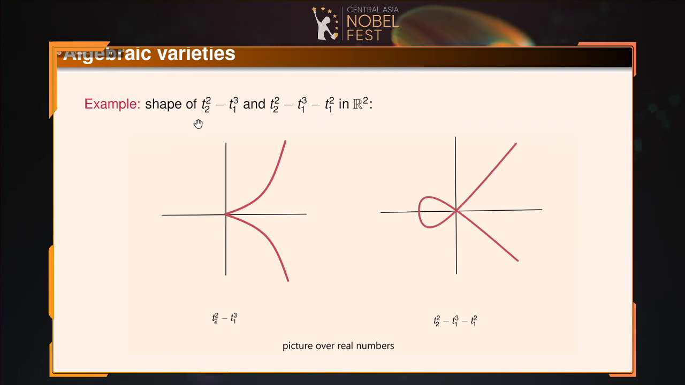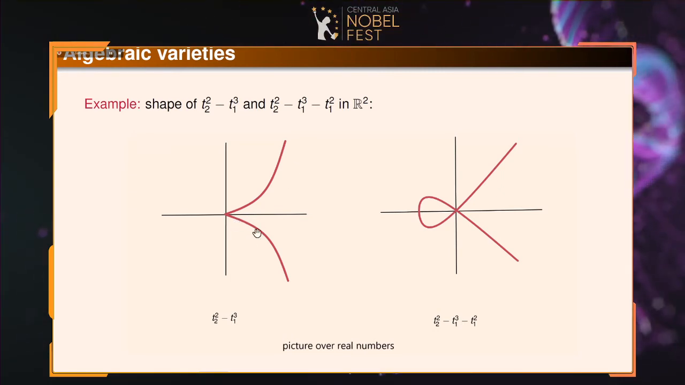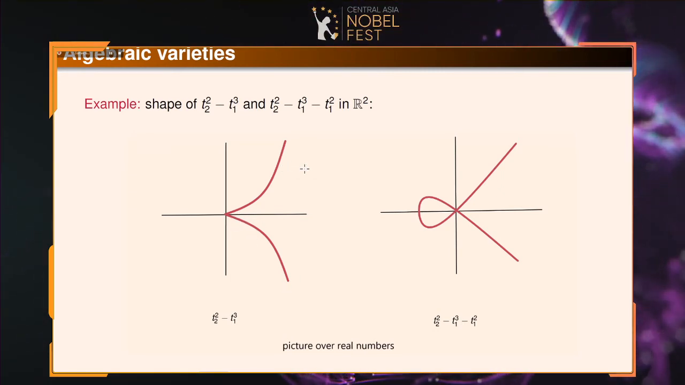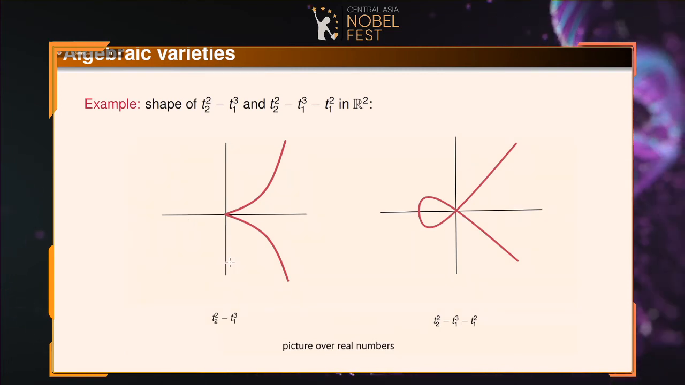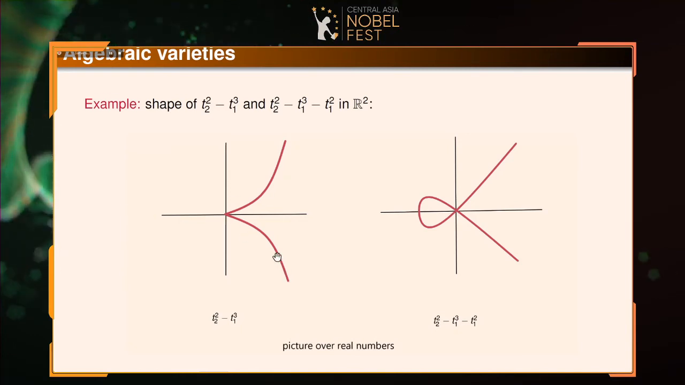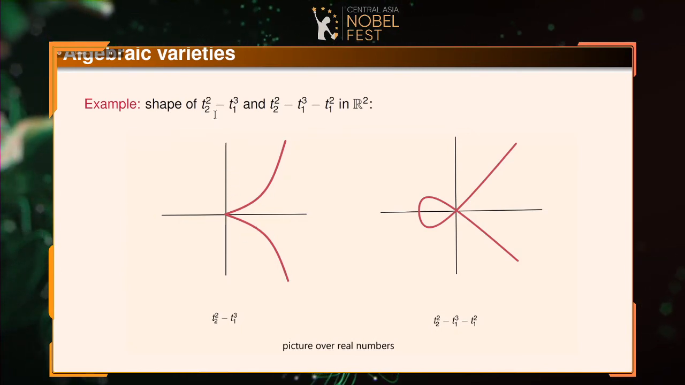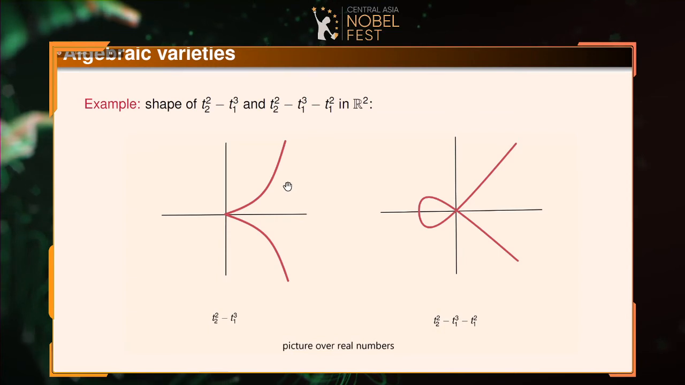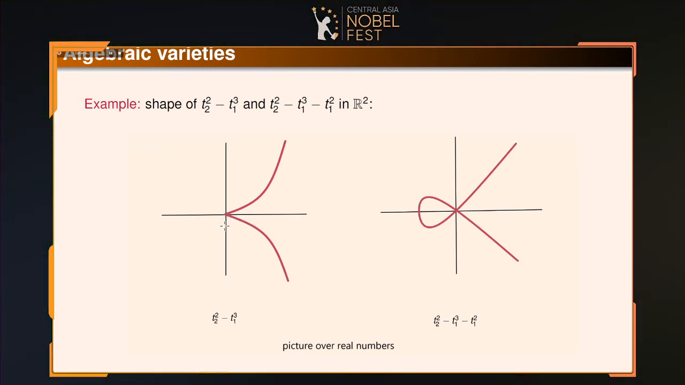Let's consider some other examples. These 2 simple equations, like t2 to the 2 minus t1 to the 3, has this shape here. The red thing here is the shape of this space. The black lines are the coordinates. But the red one is the space itself, which is defined by this polynomial. And you can also see that there is something strange going on here, which is that the curve kind of breaks at this point. And there is a good reason for this.